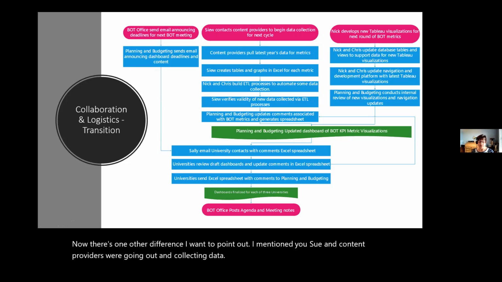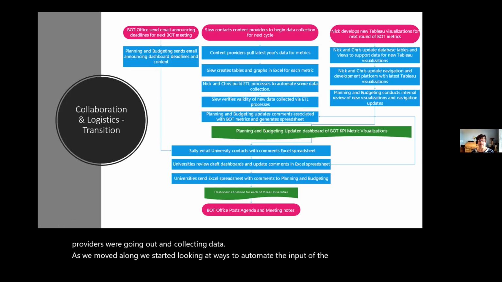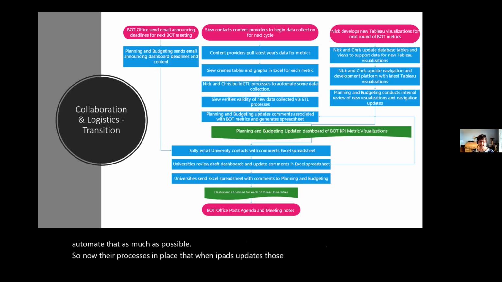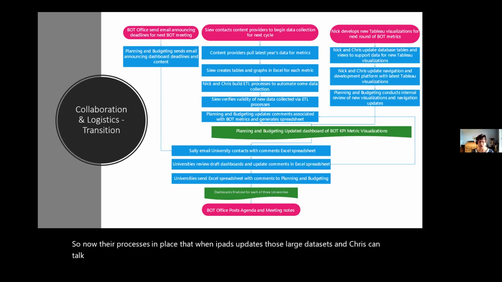As we moved along, we started looking at ways to automate the input of the data. So we weren't going out and creating those Excel spreadsheets, especially when we're talking about the slew of data that comes in from IPEDS and HERD, the NSF data. We've tried to automate that as much as possible. So now there are processes in place that when IPEDS updates those large data sets, and Chris can talk more about this in part 2, we can hit a button and bring all that data in.